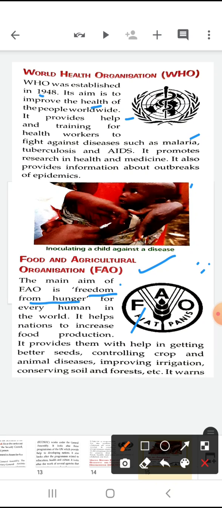It helps nations to increase food production. It provides them with help in getting better seeds, controlling crop and animal diseases, improving irrigation, conserving soil and forests, etc.